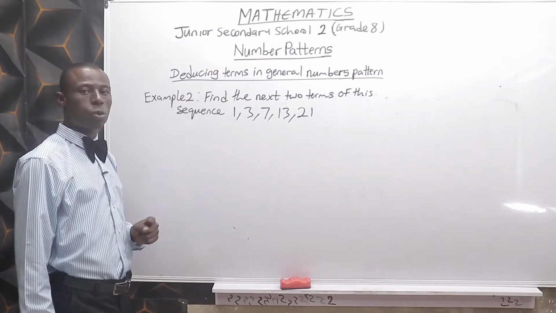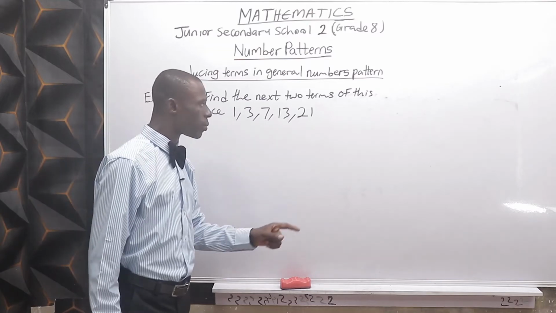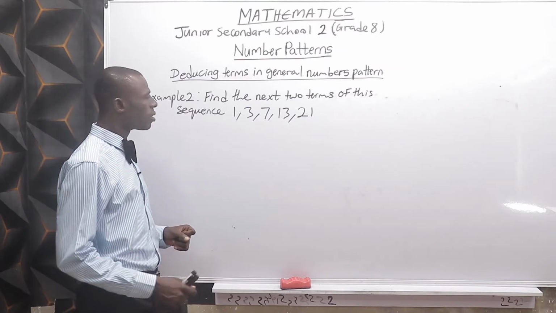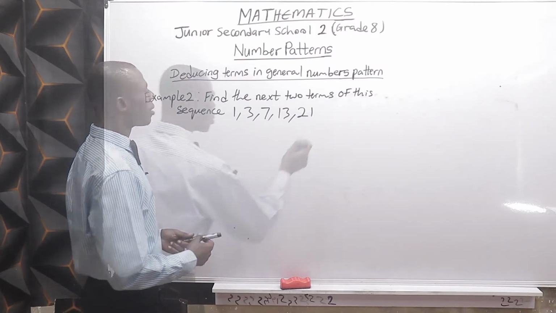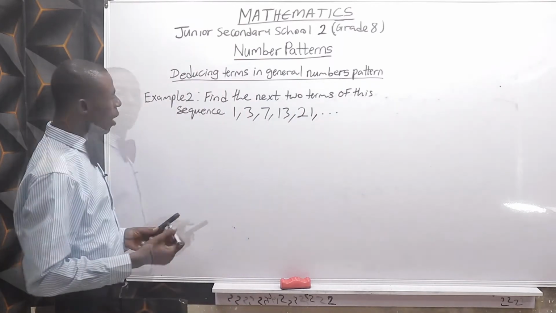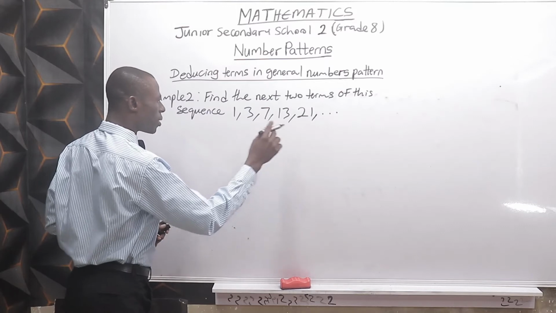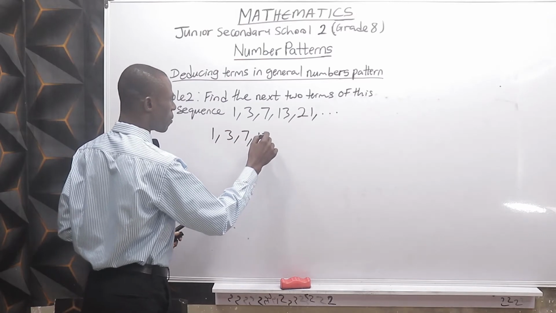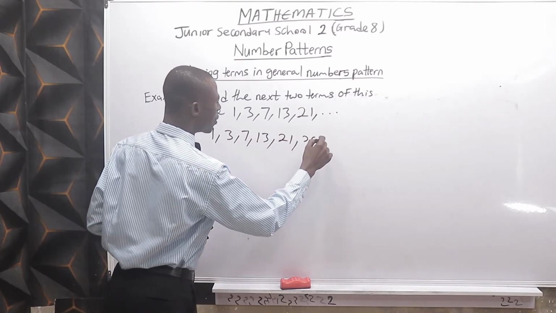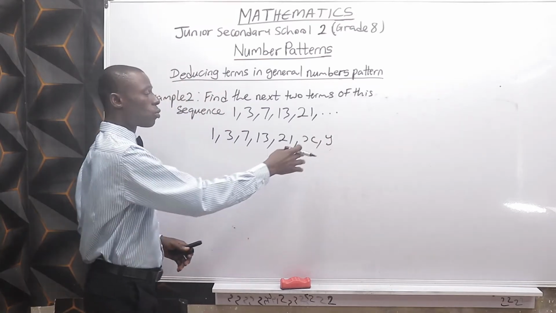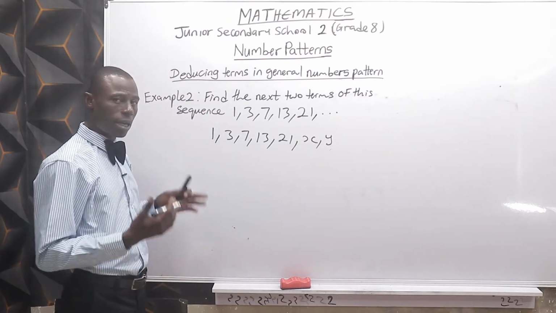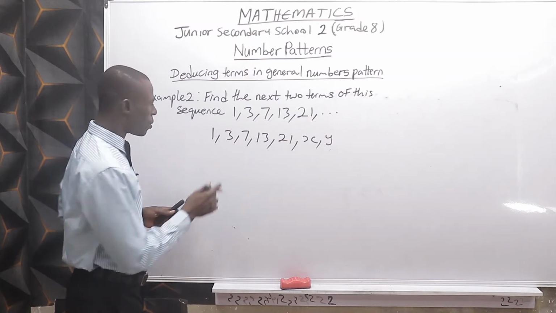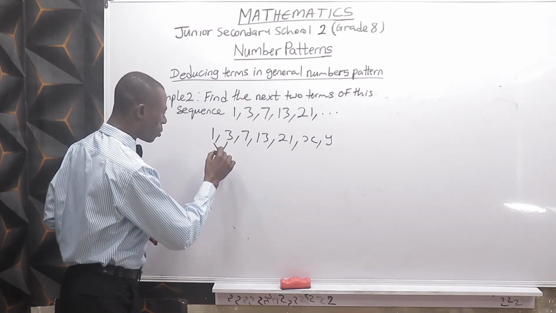Let's consider example 2. Find the next two terms of this sequence: 1, 3, 7, 13, 21, and so on. How do we go about that? We write the sequence 1, 3, 7, 13, 21, X, Y. To represent the next two terms, I choose to use X and Y. You can use any letter of your choice. Now, use the same method. It's very good, it's never failing.